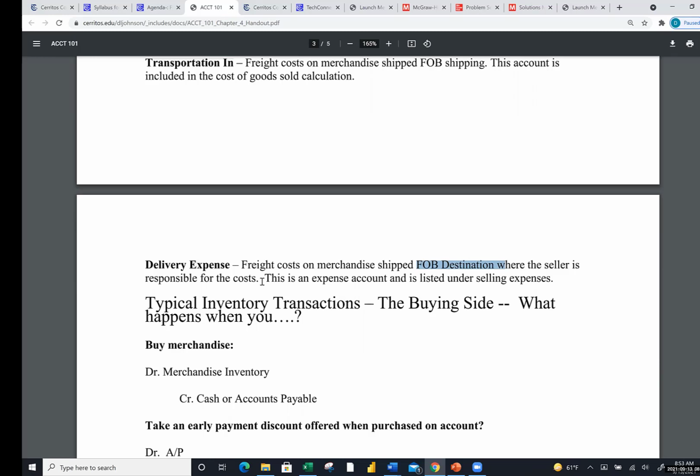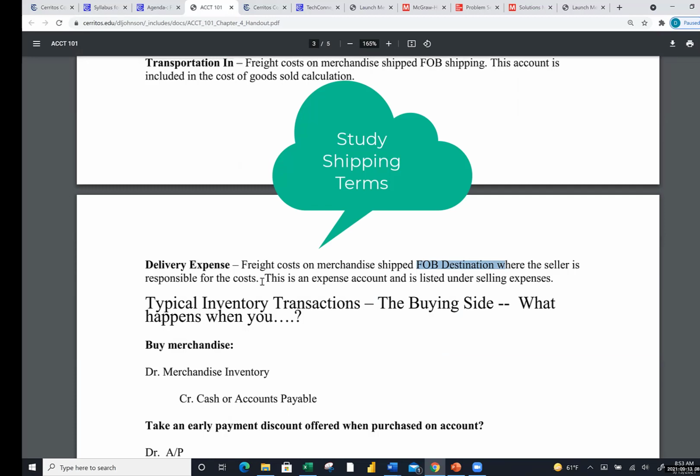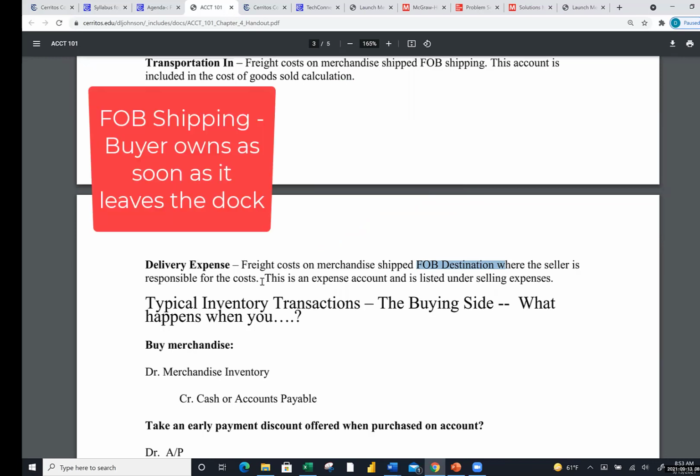The other reason that those FOB terms have such importance is because that also determines who legally owns the inventory at the time it's shipped. Okay, that's important. It's going to become extremely important in the next chapter. So if it's FOB shipping, as soon as it leaves the seller's dock, it's the buyer's. That's what FOB shipping means.